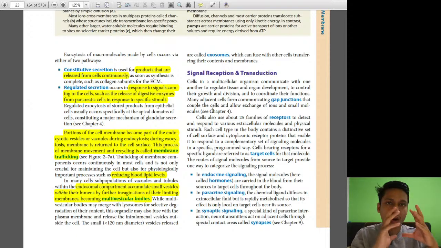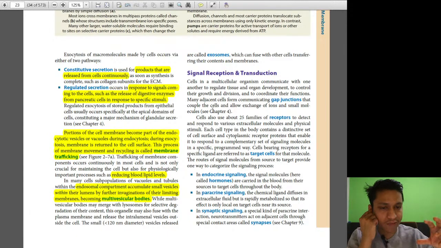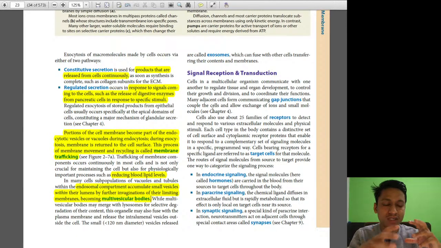We will study all the junctions. I mentioned this before as well, that we will study all the junctions in the later chapter, chapter 4. But we need to understand that for transport and communication, junctions are very important. We have a lot of junctions, tight junctions, gap junctions, etc. But the most important role of coordination is carried out by gap junctions.